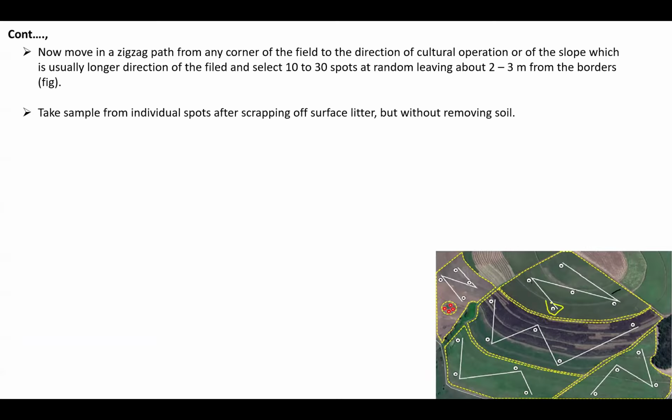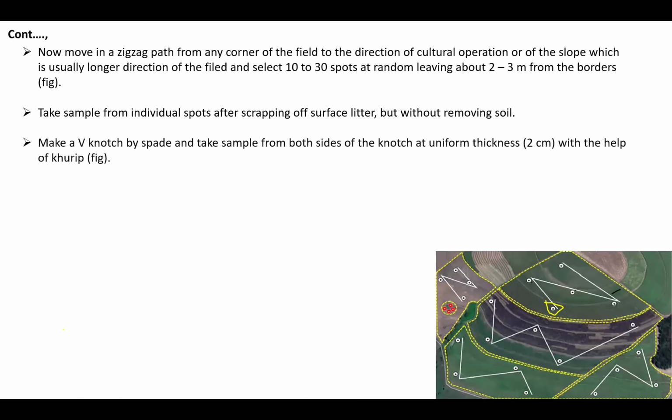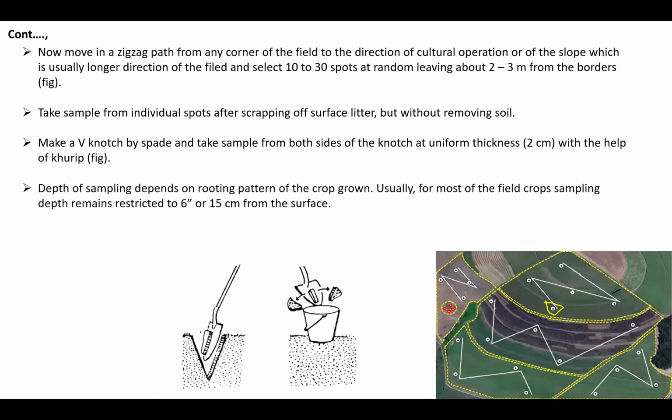Imagine in this spot, first we have to clear the surface litter. There might be some dry leaves or some type of weeds. We have to clear those weeds, then we have to collect our soil samples. Followed by that, make a V notch. After we decide our spot, we have to go for a V notch like this. We give a V notch with our spade, collect the soil sample and the side scrapings, and keep it in our bucket for mixing purposes. Your depth should be 15 centimeters or 6 inches from the surface.